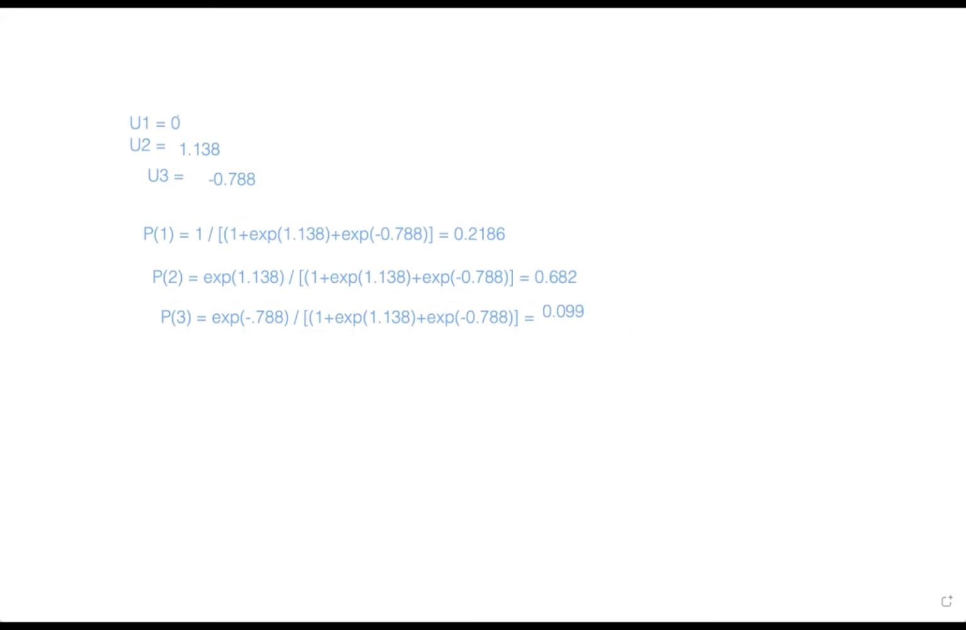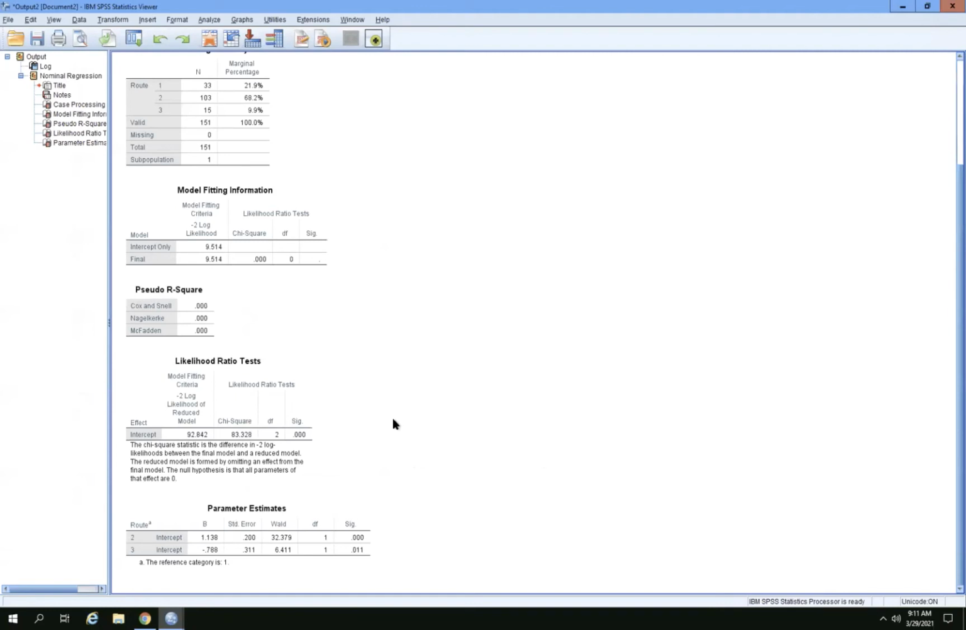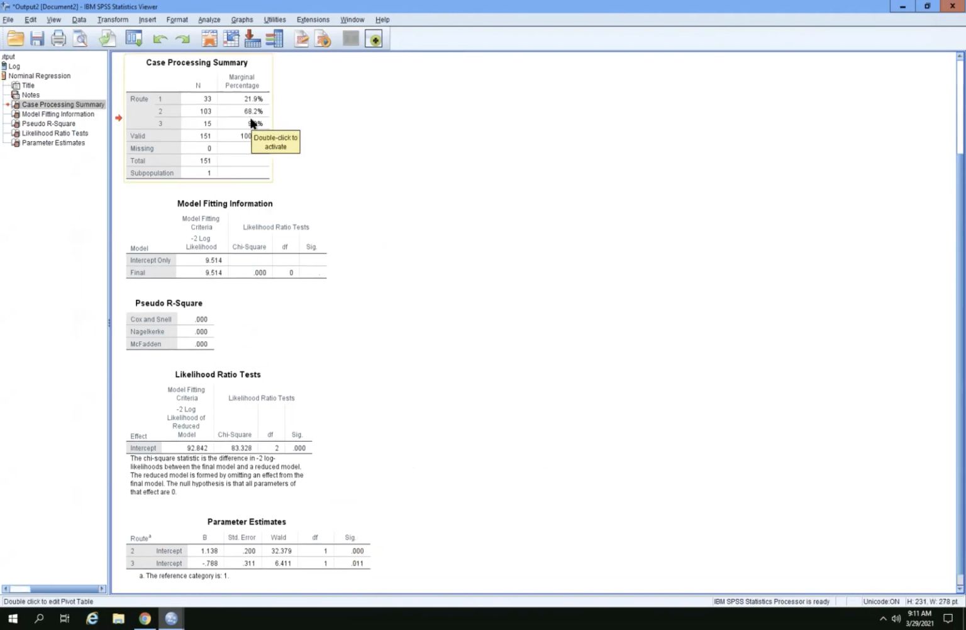Okay, and so I'm going to quickly stop that share and then reshare remote desktop. And so as you look at those results, in this case, this is just telling us the basic underlying likelihood of individuals choosing one of those routes versus the other. And you'll notice the probabilities we just calculated are exactly in line with those actual distributions within our sample data, okay? So the probability of an individual taking route 1 is 21.9%, 68.2% for route 2, and 9.9% for route 3 as demonstrated previously, okay?